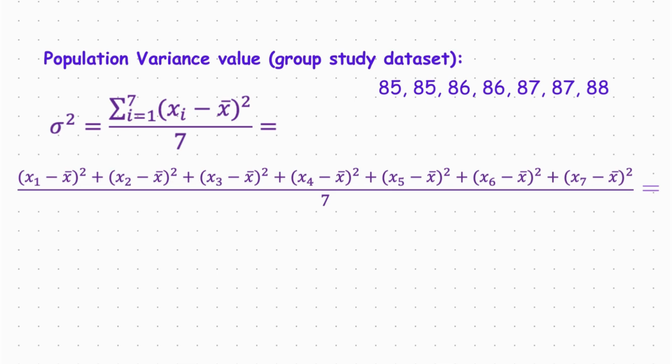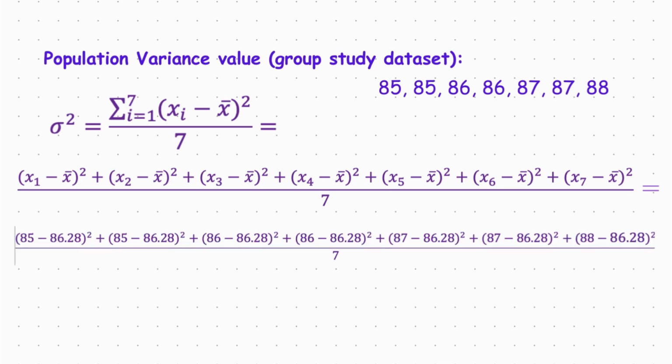Doing this, just like instead of x1, just inserting 85 instead of x bar, which is our mean value, inserting the value of it, calculating this difference, and squaring it. Then add it to the second difference. Doing this calculation, it will give us a population variance value for the study group dataset.